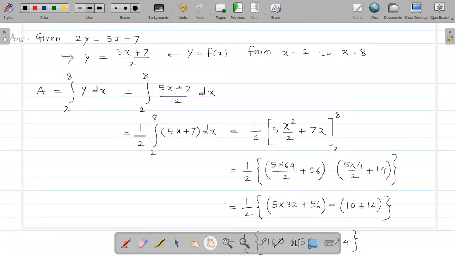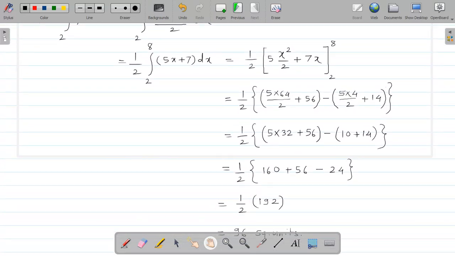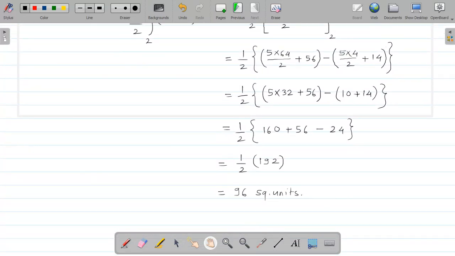The curve is given y is equal to (5x plus 7) upon 2. So try to solve this type of examples whenever the function is given in the form of y is equal to f of x. Just evaluate the definite integration by proper steps, and you will get the area of the region bounded by that particular curve. Okay, thank you.